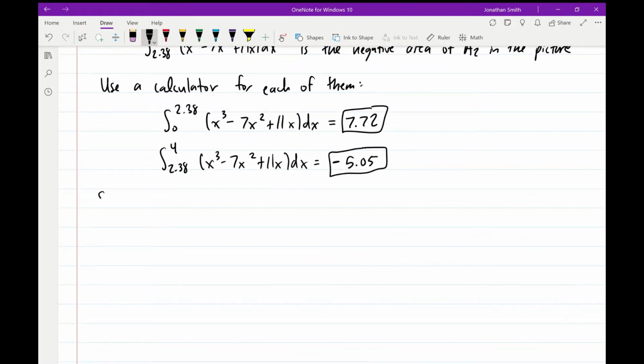So if I take both of these and add them together, I get that the integral from 0 to 4 of x cubed minus 7x squared plus 11x dx is equal to 2.67.